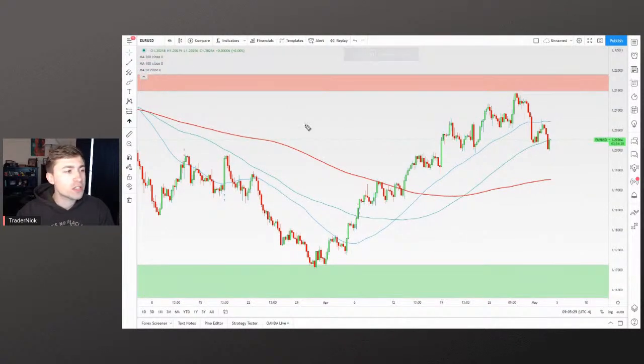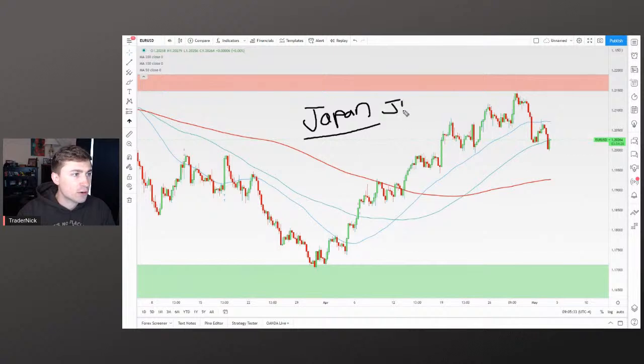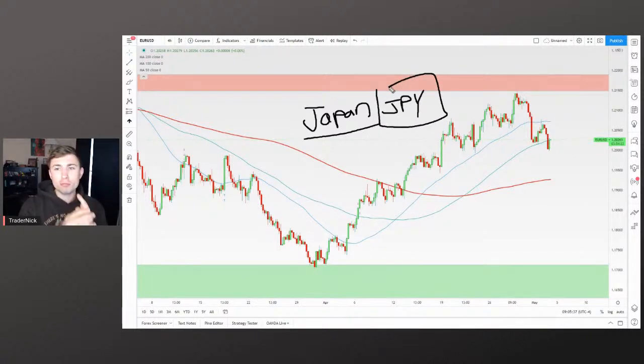Now, when you're talking about Japan, when you're talking about the Japanese currency, a lot of people don't know much about it. The reality is a lot of times what you get on YouTube is people talking about only technicals, and they don't tell you what's really going on with these currencies and why they're moving up and down. And I find it very, very important to understand.